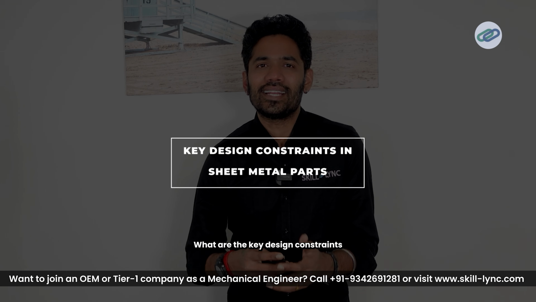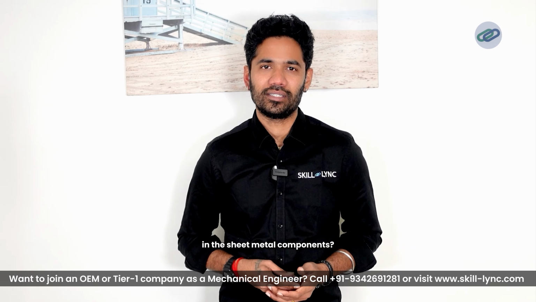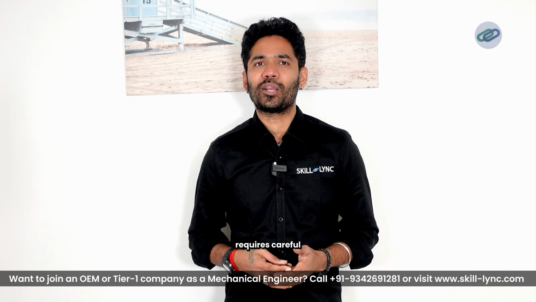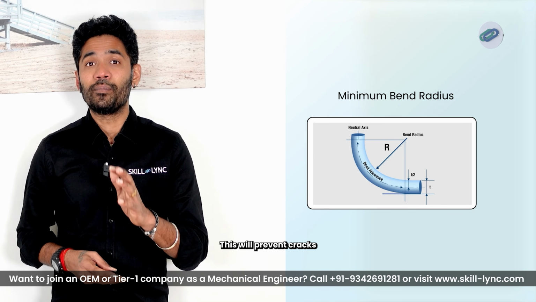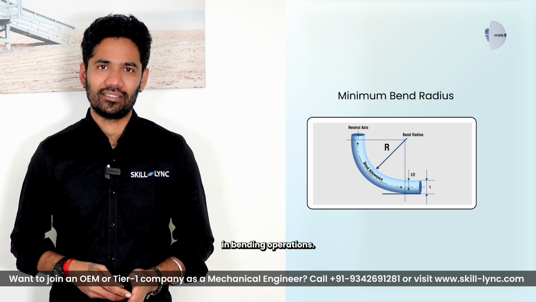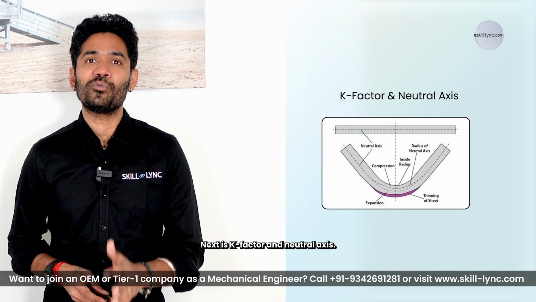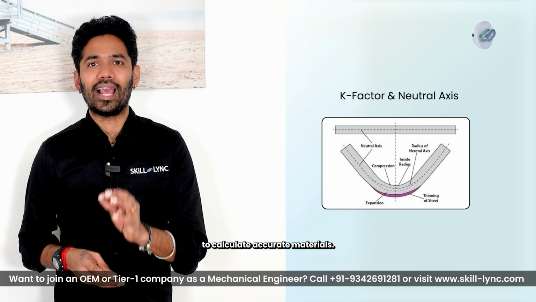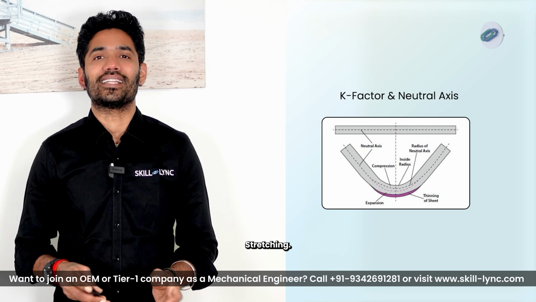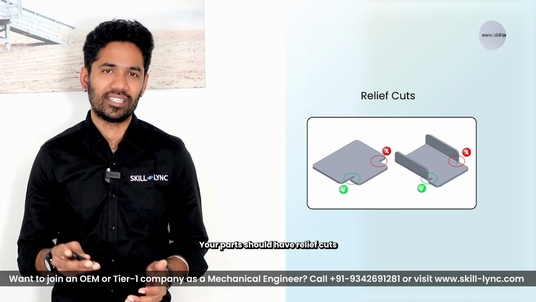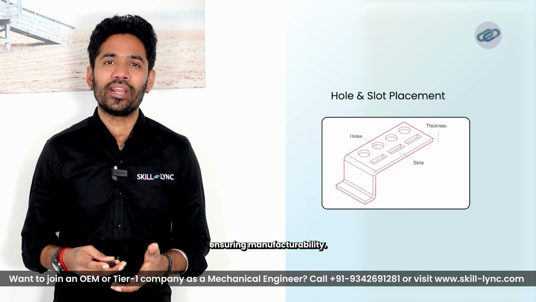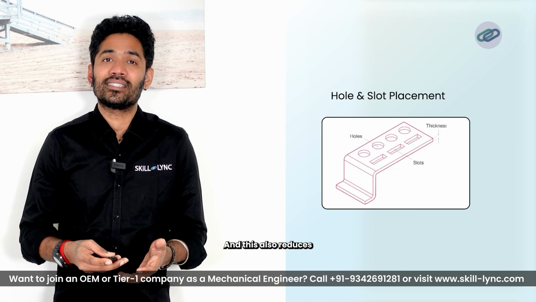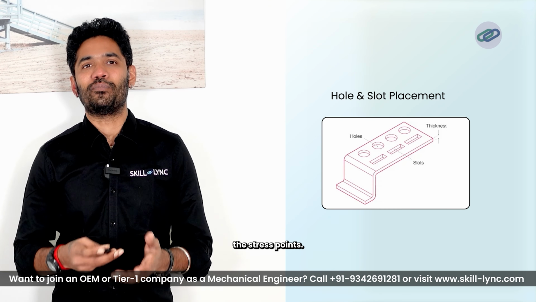What are the key design constraints in sheet metal components? Designing a sheet metal part requires careful consideration of minimum bend radius. This will prevent cracks in bending operations. Next is K factor and neutral axis. This helps to calculate accurate material stretching. Your part should have relief cuts to avoid deformation near the bends. There should be proper hole and slot placements, ensuring manufacturability, and this also reduces the stress points.